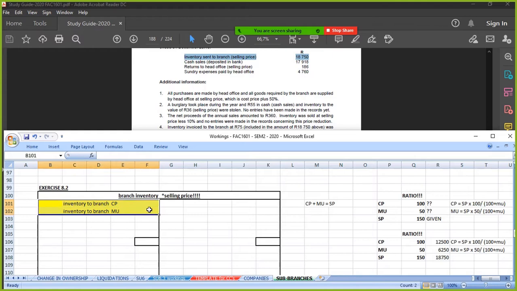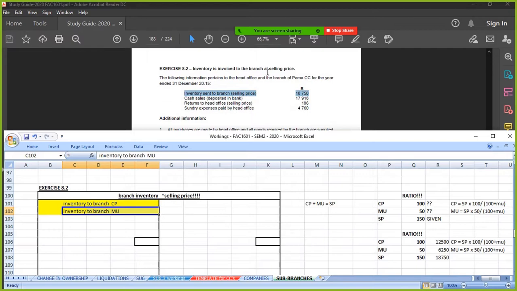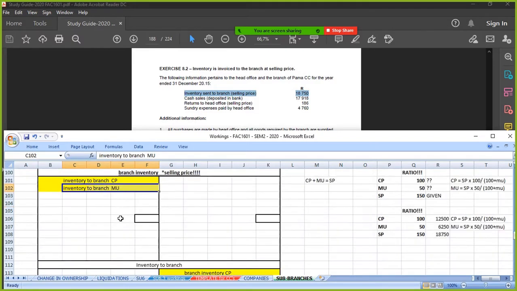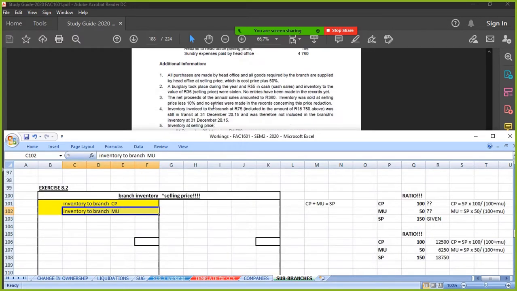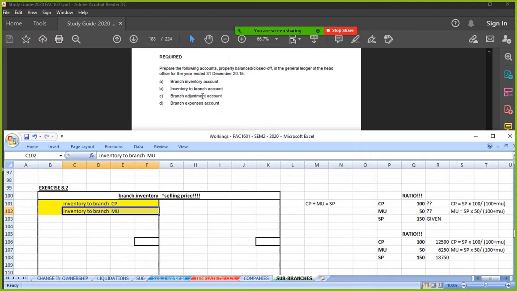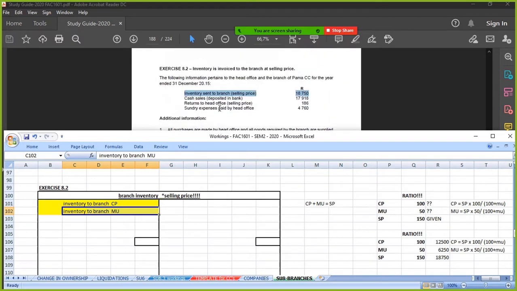This is more detailed disclosure because you're showing the cost and you're showing the markup. Because the markup doesn't pertain to the inventory. The markup pertains to the sale of that inventory. And that's a separate consideration. And that's why when you look at selling price, you always need to look at the amount coming in and the amount going out, because you could have an adjustment. And we already know there's an adjustment. They ask for a branch adjustment account. So that's the first one.